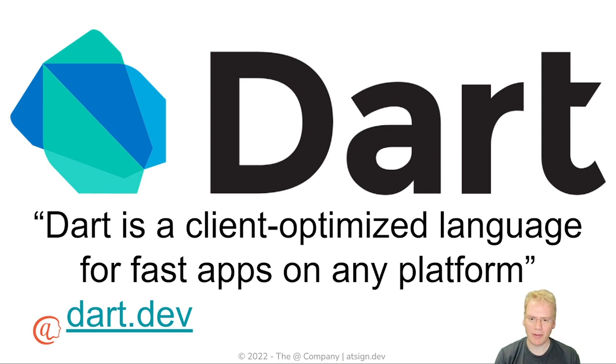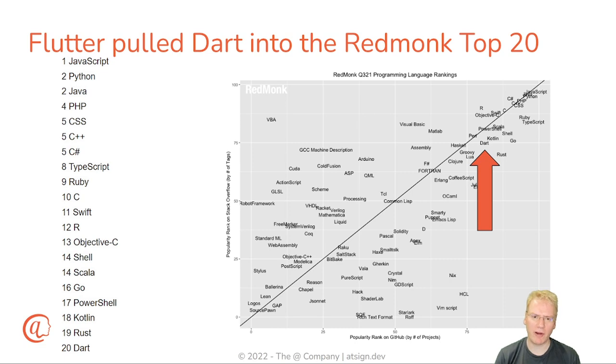But this is a Flutter conference. So if you're using Flutter, you've already come across Dart as the thing that's underneath Flutter. And in fact, Flutter is the thing that's really pulled Dart into the top languages. So there's a research company called RedMonk, and every 6 months they produce a languages ranking. That's created by looking at both GitHub and Stack Overflow to see how much people are using languages and how much people are talking about using languages. And from that, they compile a top 20.